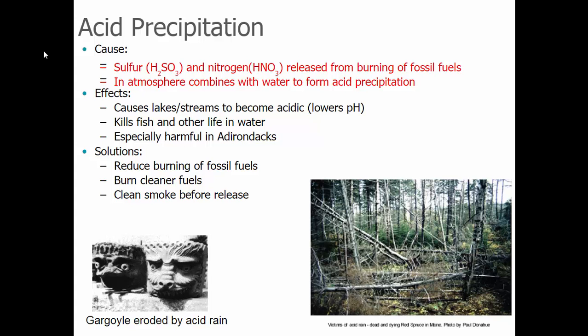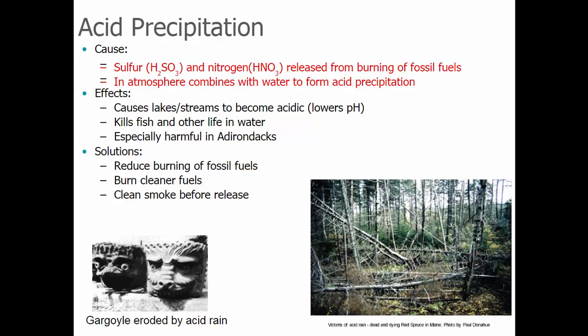So we have worked to help reduce this issue by requiring power plants to produce fewer emissions of sulfur and nitrogen. In cars, we have catalytic converters, which reduce the amount of pollution coming from the tailpipe. The more we reduce our use of fossil fuels, the more help we can do to prevent this problem.